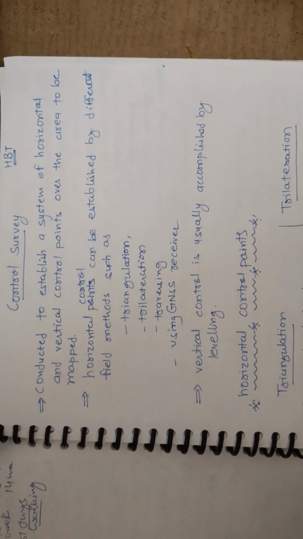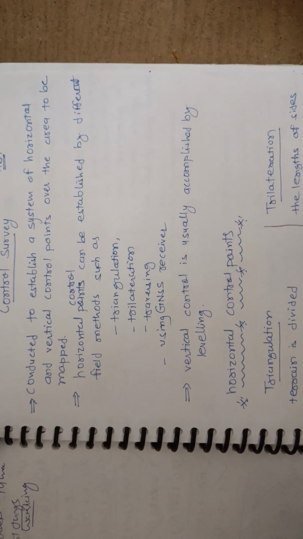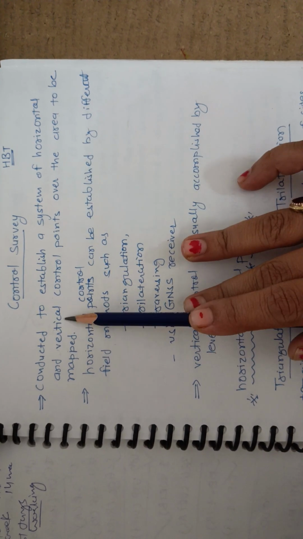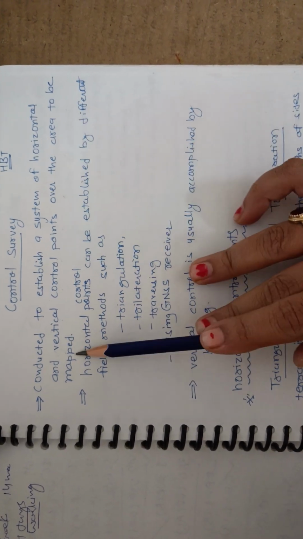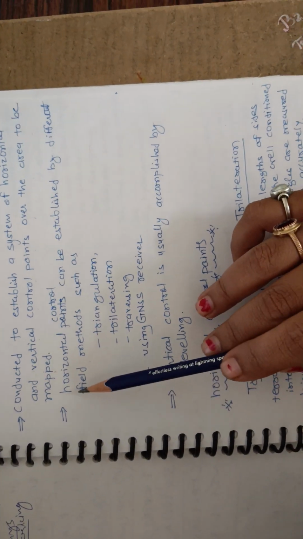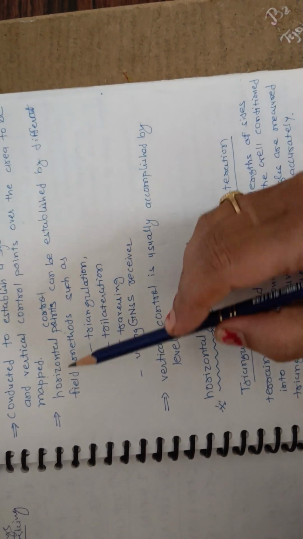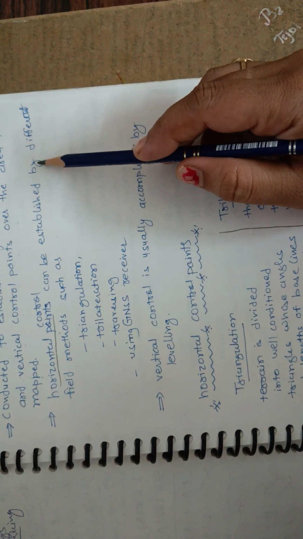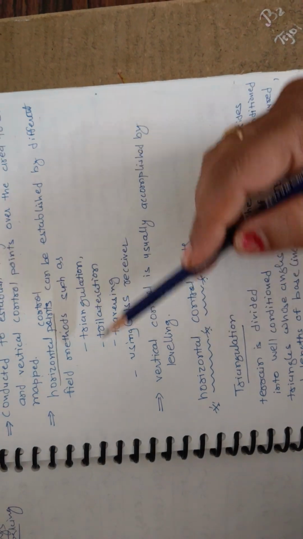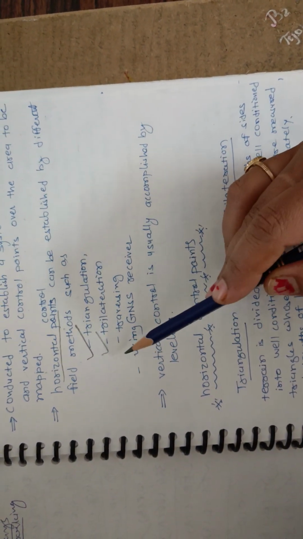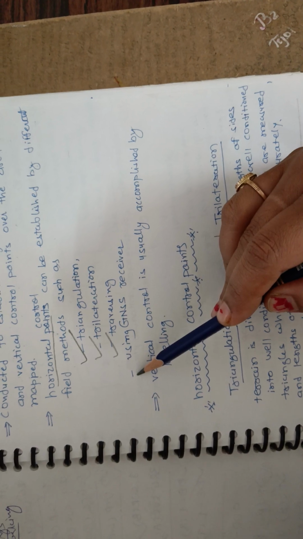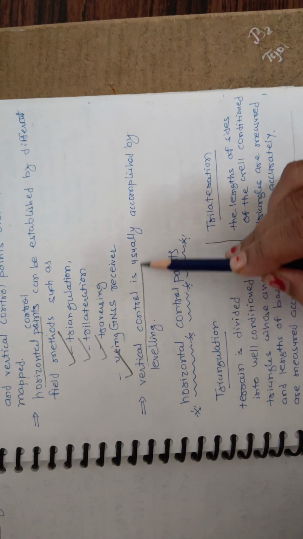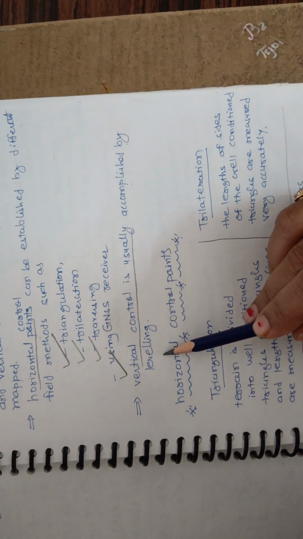Now, let's get the definitions of control surveys. This is basically conducted to establish a system of horizontal and vertical control points over the area to be mapped. So, what is a horizontal control point? Horizontal control points can be established by different field methods such as triangulation, trilateration, traversing, and using a GNSS receiver. And vertical control is usually accomplished by leveling.